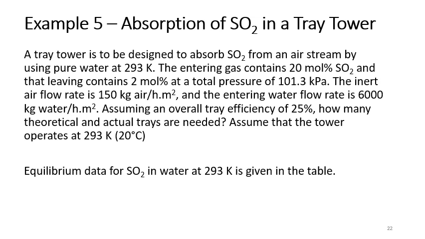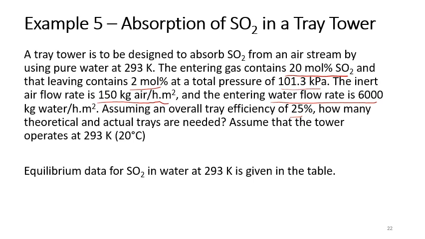Okay, moving on to example 5, absorption of SO2 in a tray tower. Let's say you want to design a tray tower to absorb SO2 from an air stream by using pure water at 293 Kelvin. The entering gas contains 20 mole percent SO2, and the gas leaving contains 2 mole percent, at a total pressure of 101.3 kilopascal. The inlet air flow rate is 150 kg air per hour per meter squared. The entering water flow rate is 6,000 kilograms water per hour per meter squared. Assume an overall tray efficiency of 25%. How many theoretical and actual trays are needed?